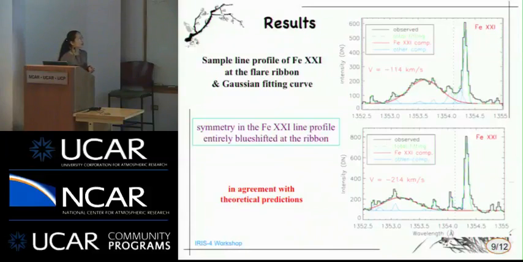In the rise phase, it's about 100 kilometers per second, and it can exceed 200 kilometers per second at the flare peak time. Here we see the line profile of iron-21 10 MK plasma is symmetric and well fitted by the Gaussian shape. Besides, it is entirely blue shifted. So these results, unlike most of the previous results, are consistent with the evaporation models. This is a new result from high resolution IRIS data.